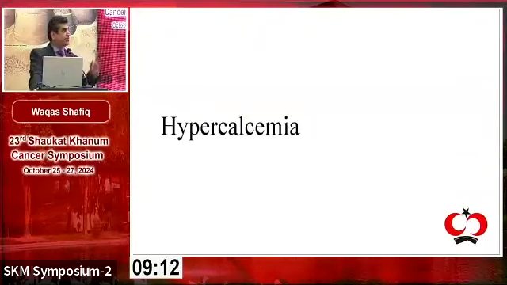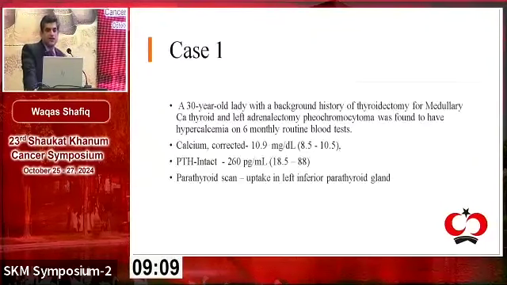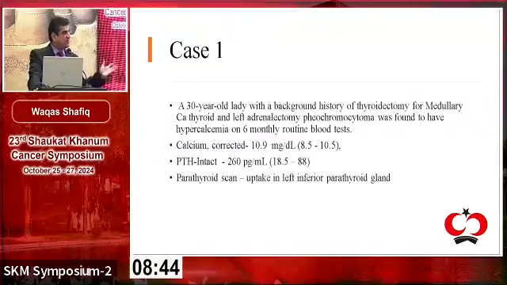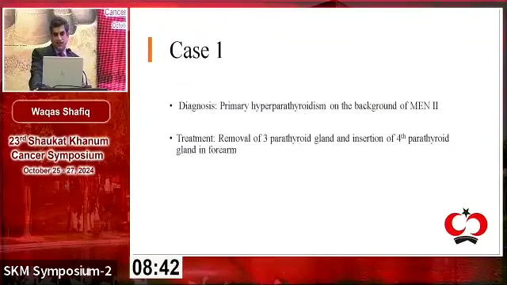Next, I'm going to talk about hypercalcemia. Let's start with the first case. It's a 30-year-old lady. She had a background history of thyroidectomy for medullary thyroid cancer and left adrenalectomy for pheochromocytoma. She was found to have hypercalcemia on a 6-monthly routine blood test. Calcium was 10.9, PTH was raised, and the parathyroid scan showed uptake in the inferior parathyroid gland. So the diagnosis in this patient is primary hyperparathyroidism on the background of MEN2.